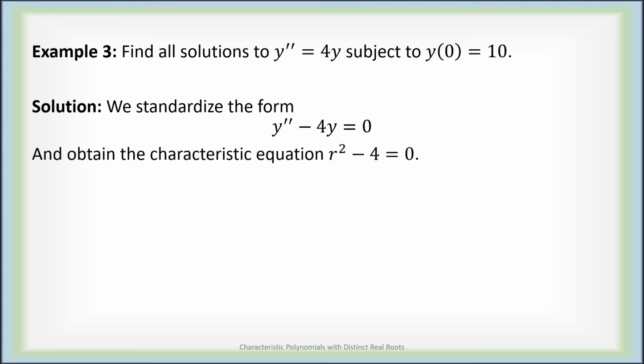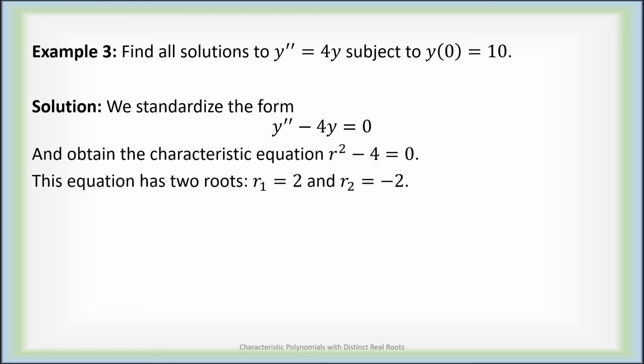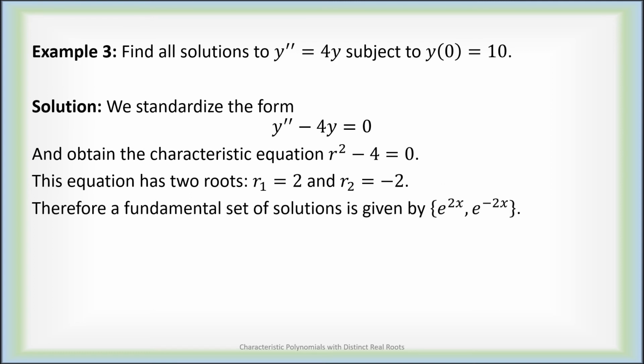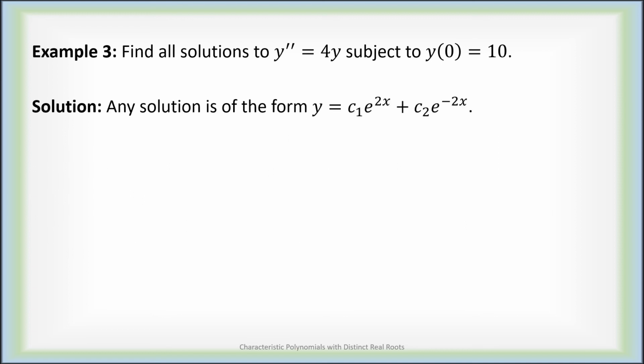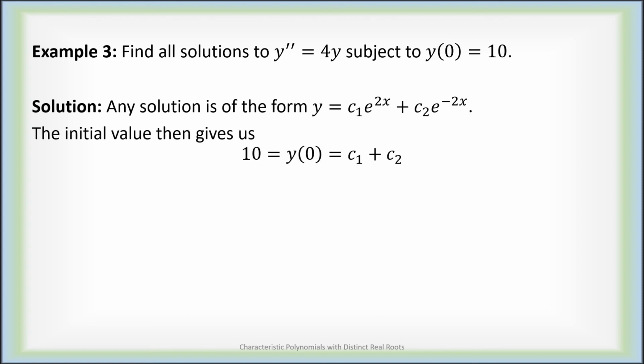The characteristic equation is given by r squared minus 4 equals 0, which has two roots, plus or minus 2. So a fundamental set of solutions is given by e to the 2x and e to the minus 2x. Therefore, any possible solution is of the form c1 e to the 2x plus c2 e to the minus 2x. So we've determined that all possible solutions must look like some constant times e to the 2x plus another constant times e to the minus 2x.